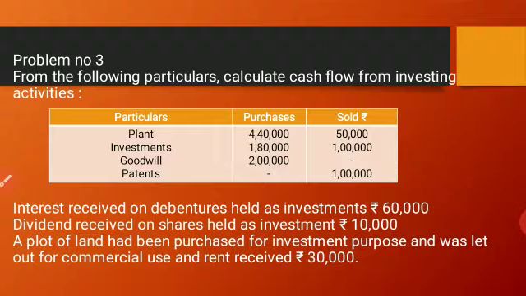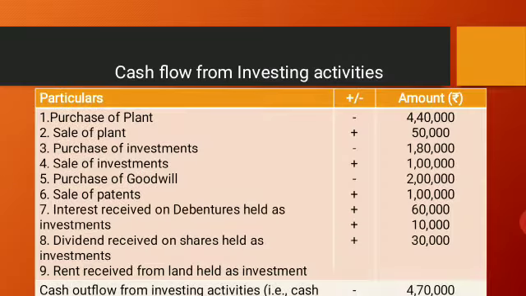That means cash is coming to the business. They have purchased, but now it is let out for commercial use. Because of the commercial use, they are getting rent for that particular plot. So how much were they receiving? 30,000 rupees has been received by that firm. So again we have to add that money. So rent received from land held as investment, 30,000 rupees we have to add.